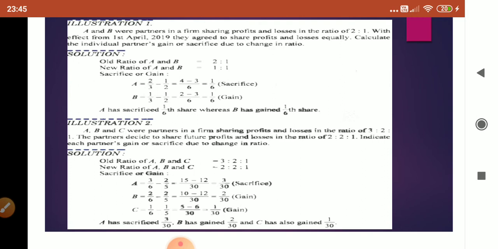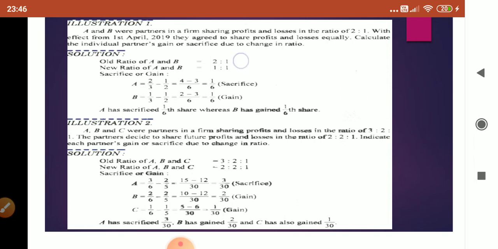How to go about? First multiply the denominators. So 3 into 2 you get 6. Now you have to cross multiply. 2 into 2, 4, minus 3 into 1, 3. So 4 minus 3 over 6 is 1/6. Since the answer is positive, this partner is sacrificing. Let us see for B.